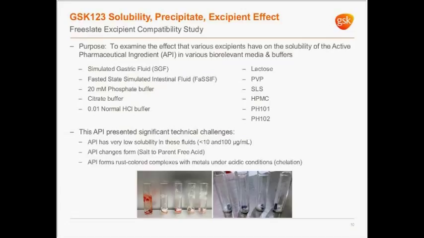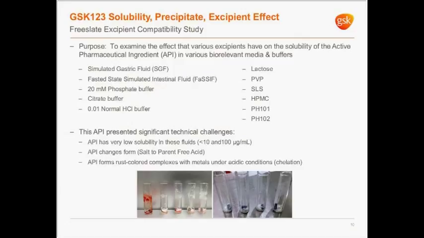Two were simulated biomedia, and the other three were more traditional buffer solutions. In each of the media, the goal was to dispense the API along with six different formulation excipients into a vial and then stir under specific conditions and then ultimately measure solubility.